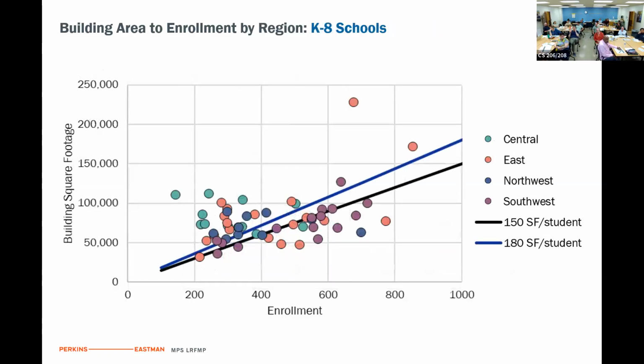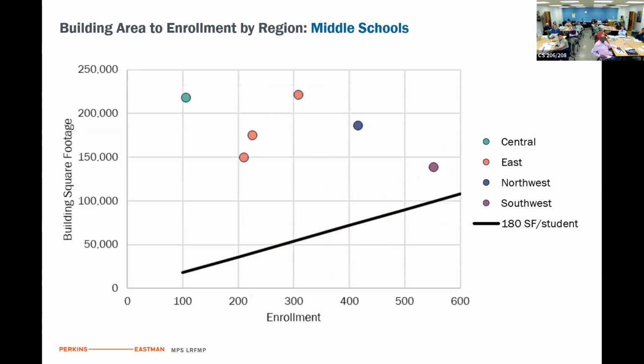Middle schools, K-8's next, forgive me. So you'll see the black line is representing that 150 square feet per student. The blue line is 180. And the K-8 schools, you'll see the biggest spread, depending on which line you think is correct. And again, this is a range, so as you shift that, it could move around. You'll see a lot of Southwest K-8s in there, and more of the central and east K-8s on this end of that spectrum. So it's an interesting way to start looking at that data.